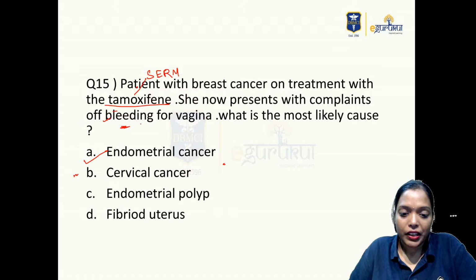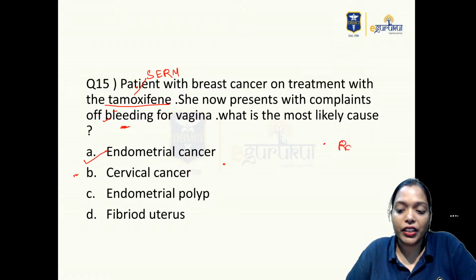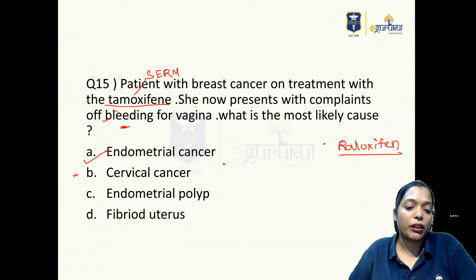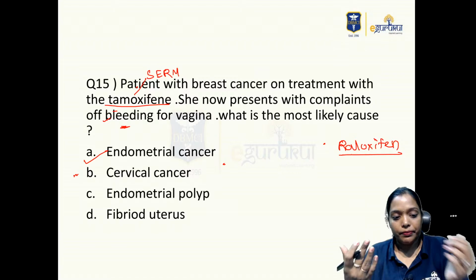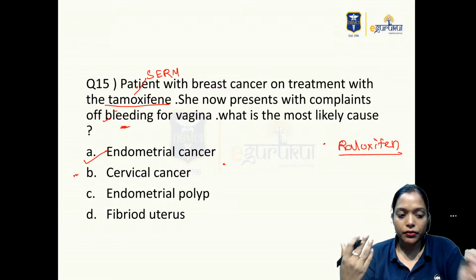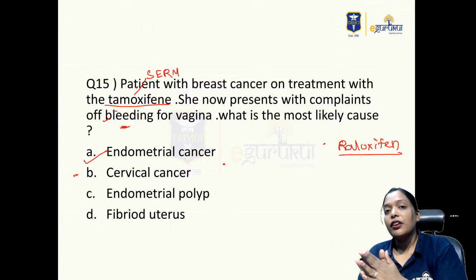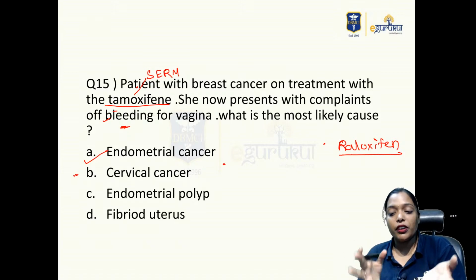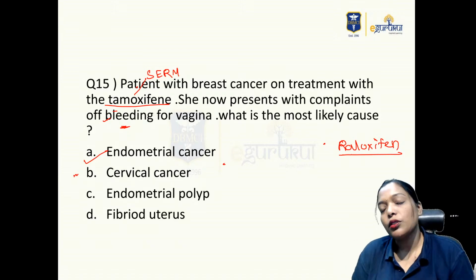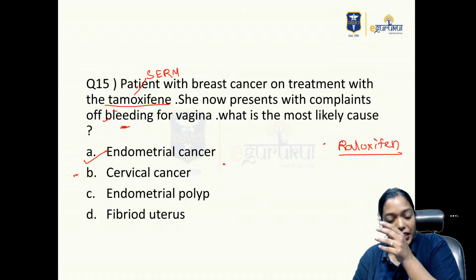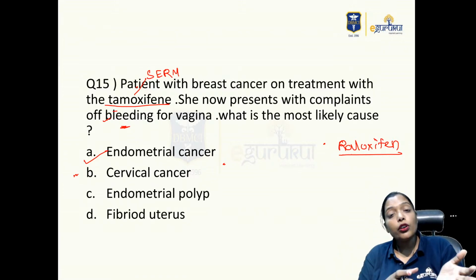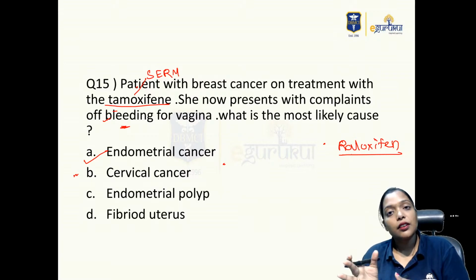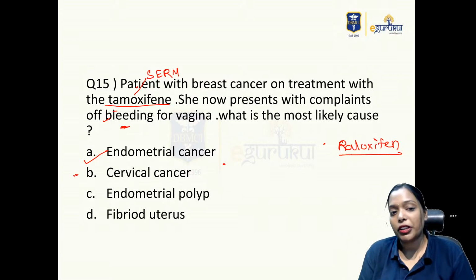endometrial cancer. The advantage of raloxifene is that raloxifene does not cause endometrial cancer. So whenever you are giving for osteoporosis, you always prefer raloxifene over tamoxifen. One of the disadvantages of tamoxifen is that it causes endometrial cancer as it is pro-endometrial growth. It increases the endometrial growth.